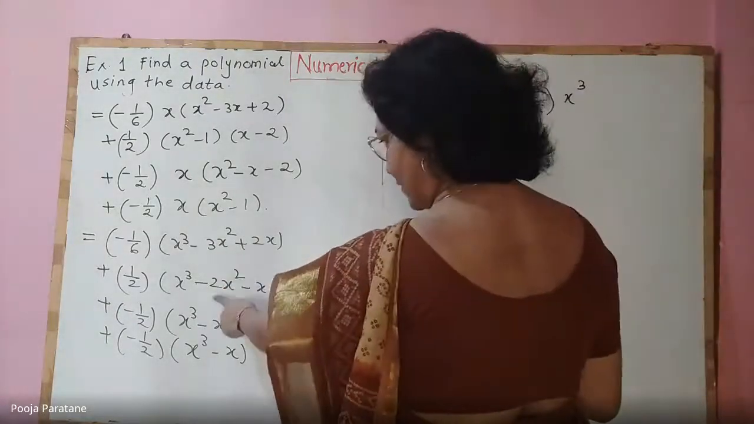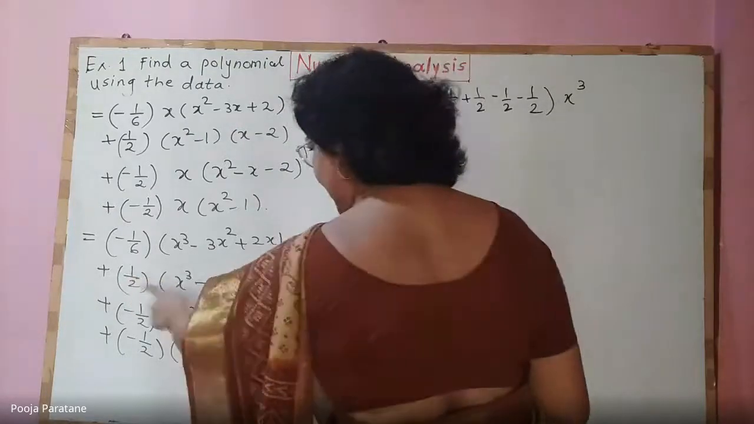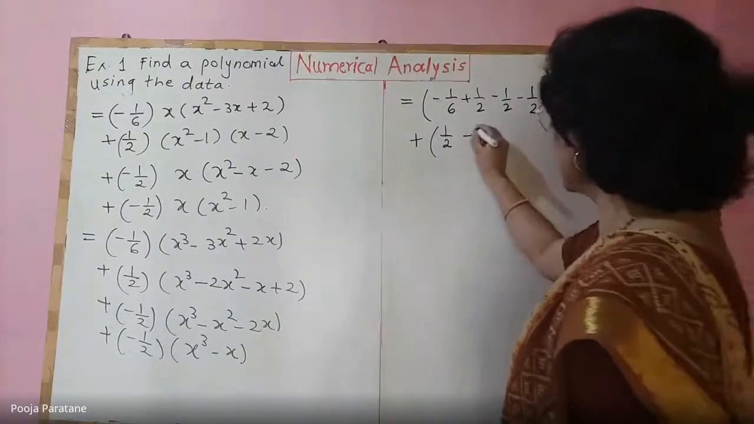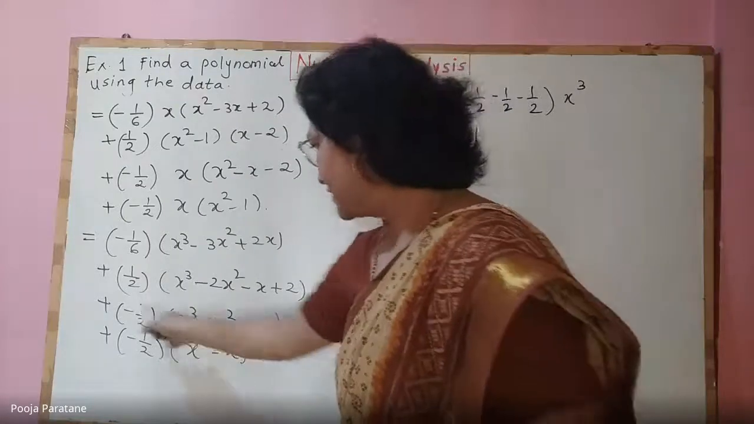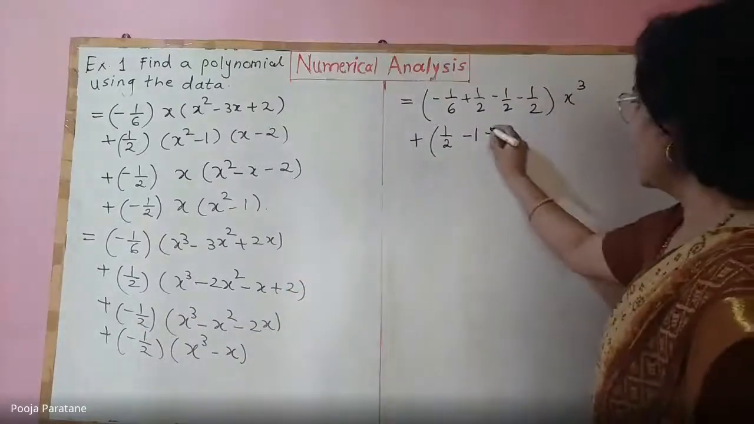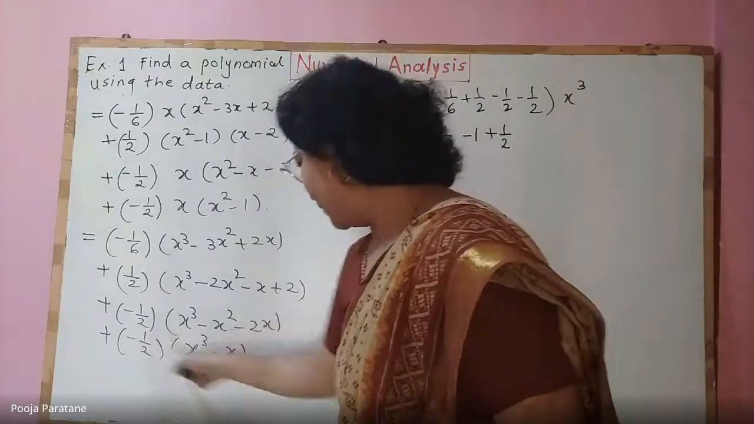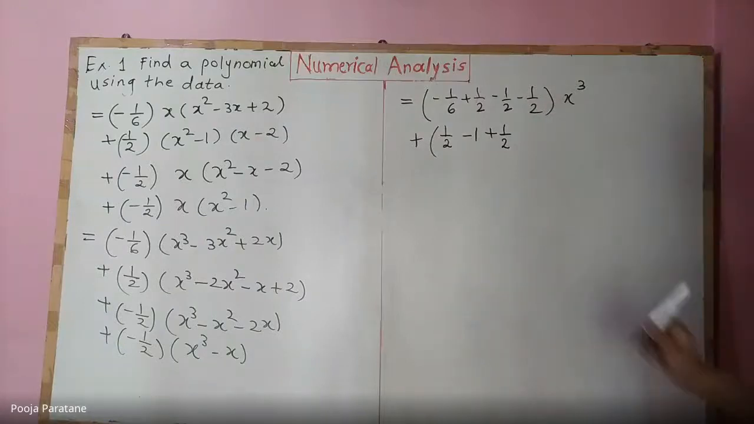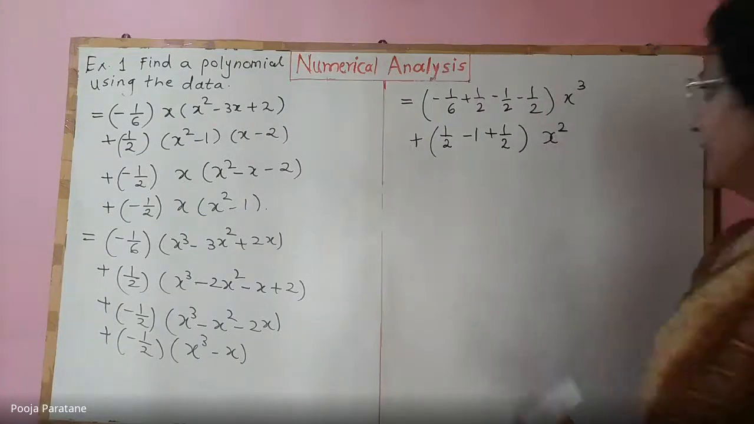Then in this next one, what is the coefficient of x square? Here there is minus, here there is plus. So it is minus 1. 2 and 2 will get cancelled. So it is minus 1. Here, what is the coefficient? Minus minus plus. So plus 1 upon 2. And then here, what is the coefficient of this? There is no term of x square. So only this is the coefficient of x square.